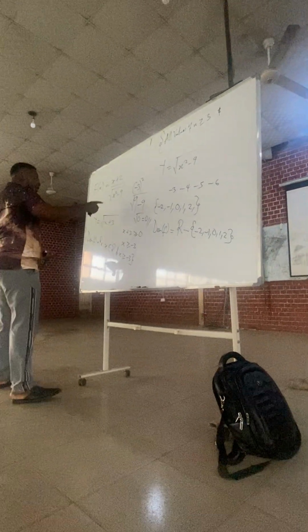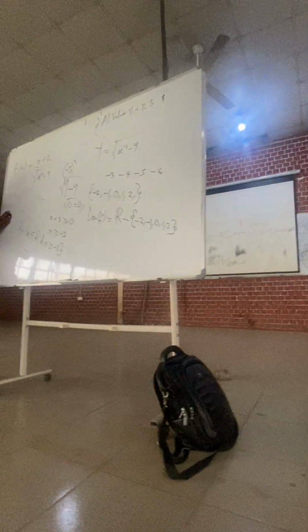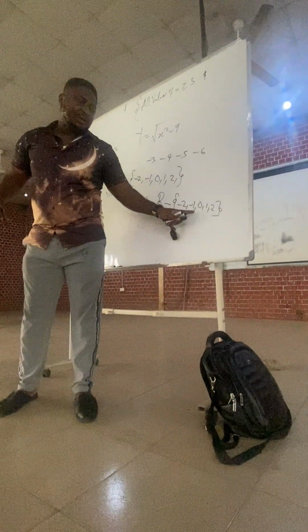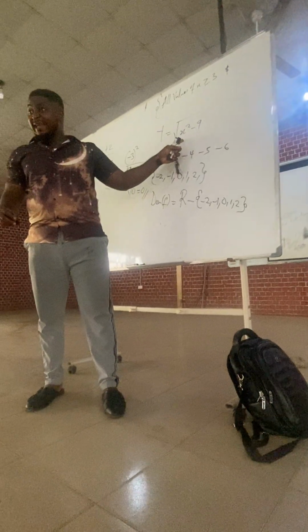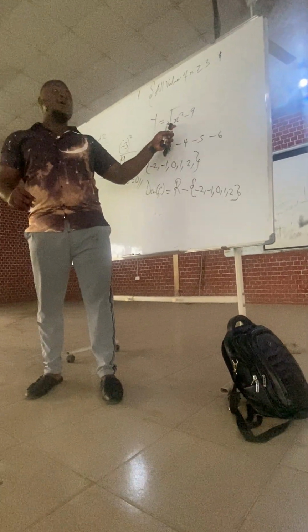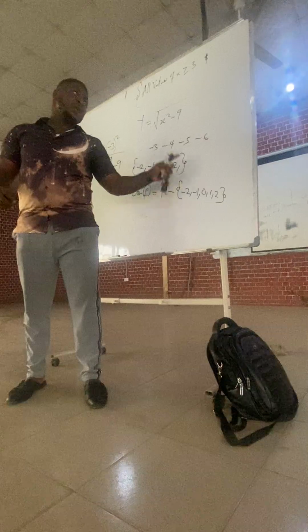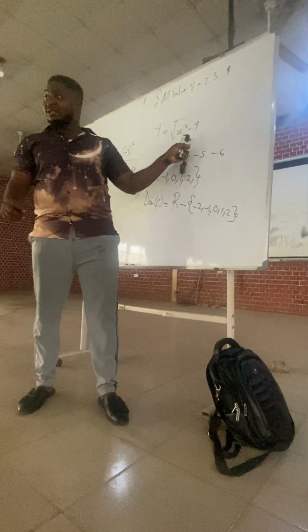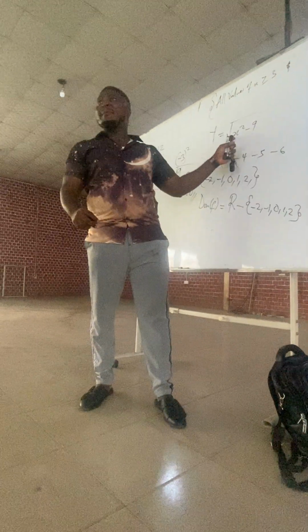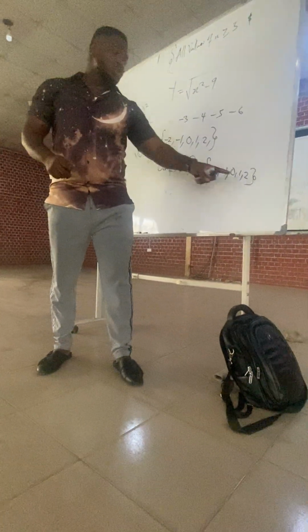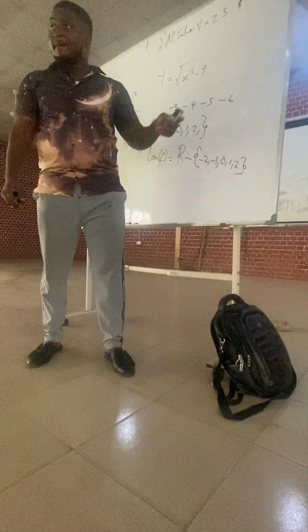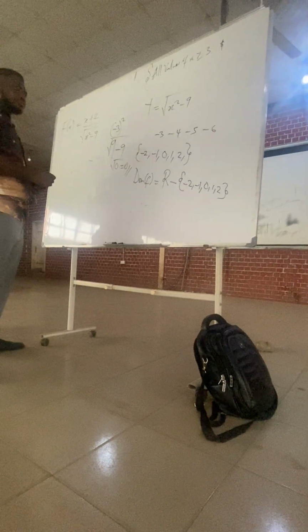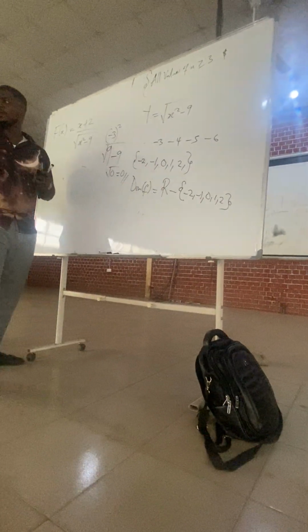But class, come in here now to the main assignment. Why do we list these numbers as not being our domain? When you put them into this function, you have a negative, right? Minus 2 squared is 4, 4 minus 9 is minus 5. Minus 1 squared is 1, 1 minus 9 is minus 8. 0 squared is 0, 0 minus 9 is minus 9. 1 squared is 1, 1 minus 9 is minus 8. 2 squared is 4, 4 minus 9 is minus 5. Are you seeing it? But any other number you put here, the function will exist.